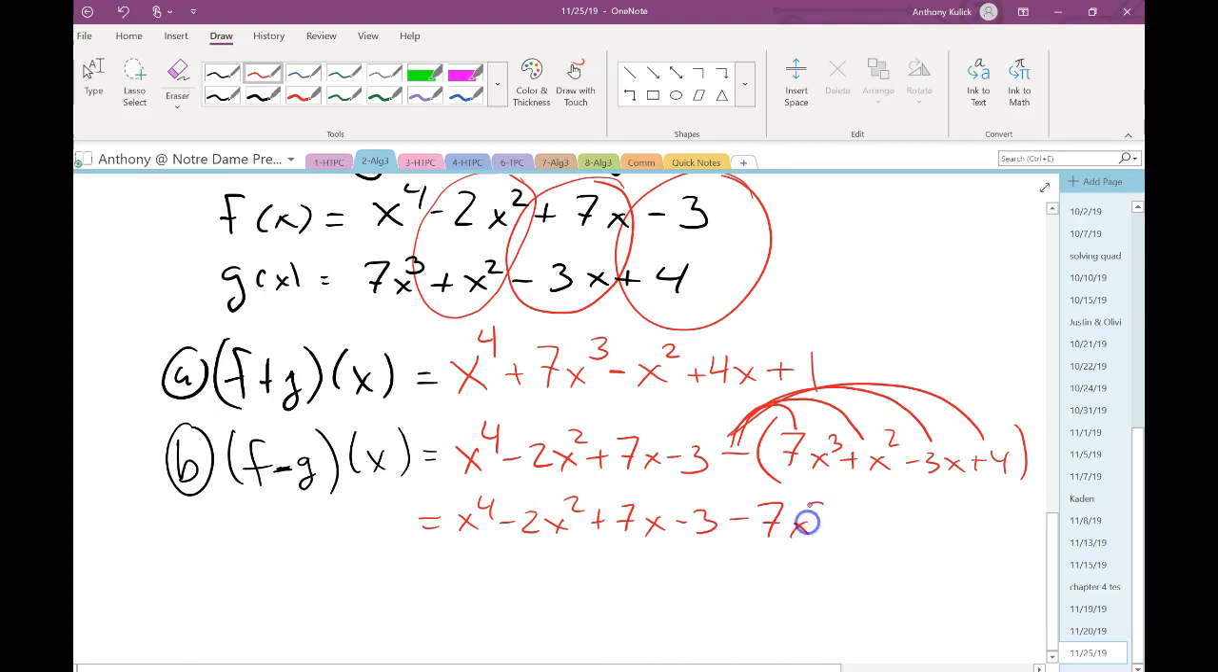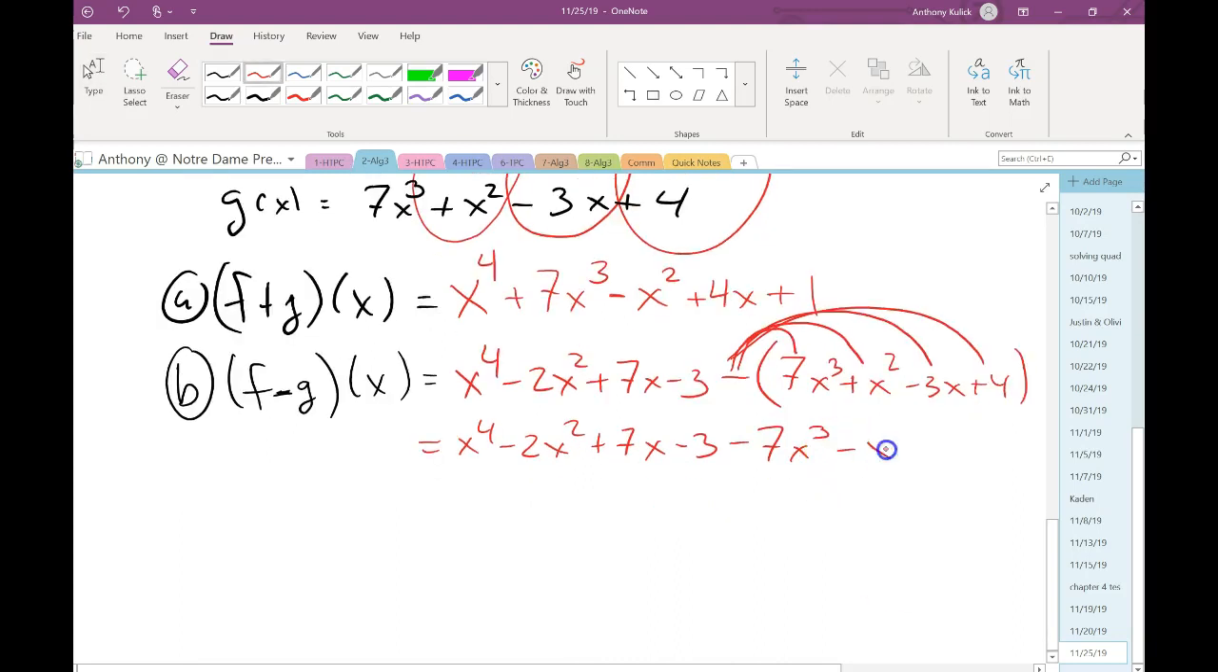So I now have a negative 7x cubed, a negative x squared, a positive 3x, and a negative 4. So when I combine like terms now and write my answer in standard form, what would I get?